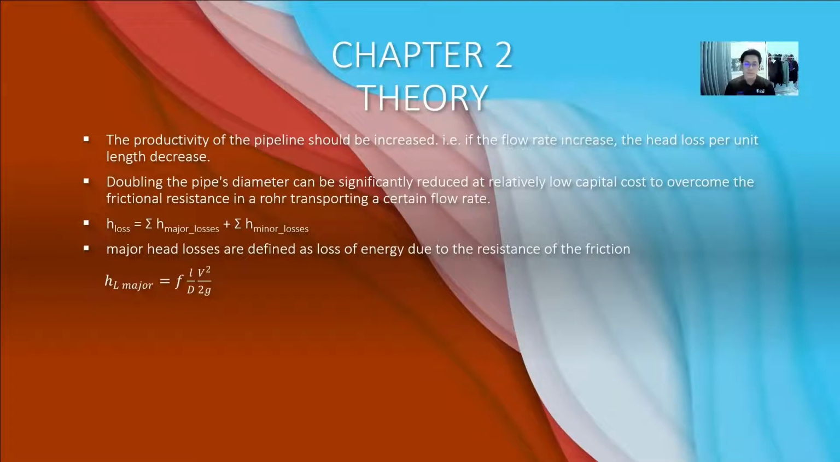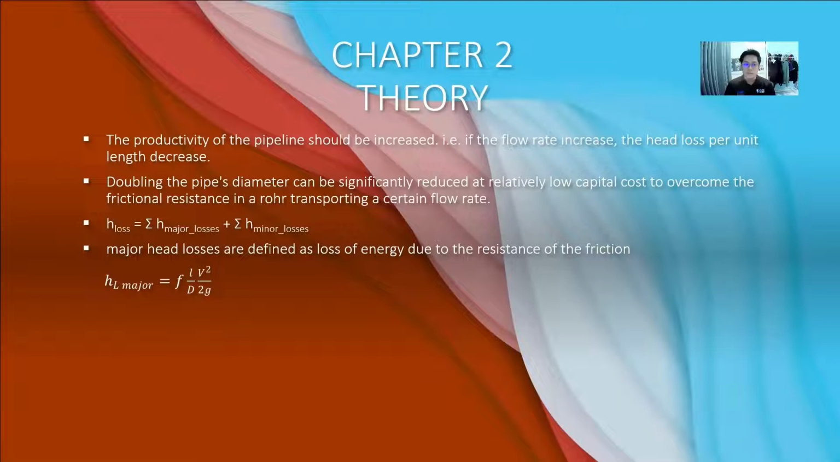So let's proceed to chapter 2, the theory. The productivity of the pipeline should be increased. For example, if the flow rate increases, the head loss per unit length decreases. Next, doubling the pipe's diameter can significantly reduce, at a relatively low capital cost, the frictional resistance in transporting a certain flow rate.